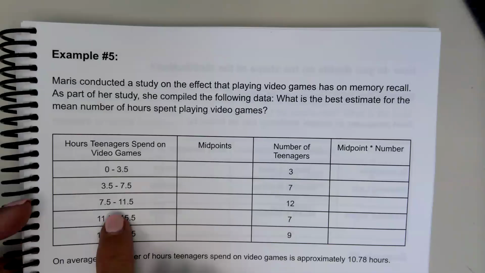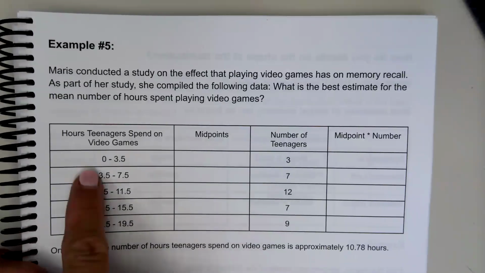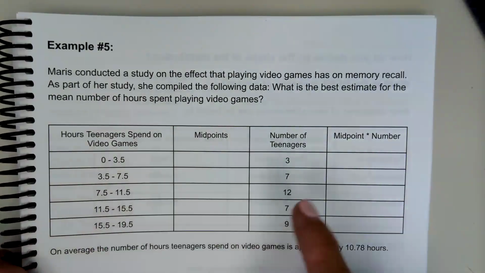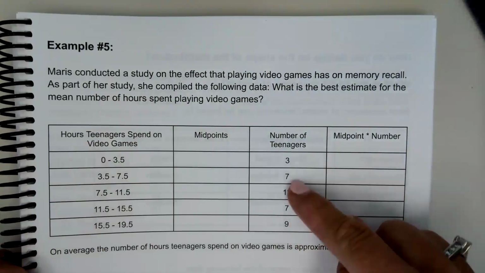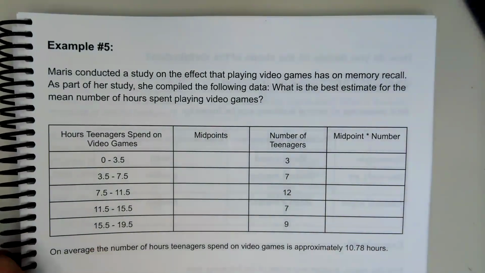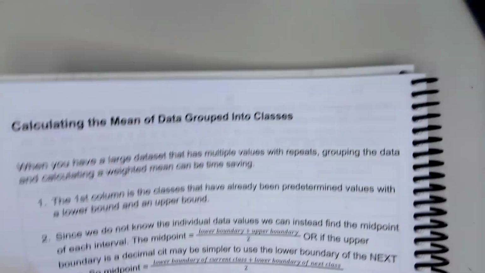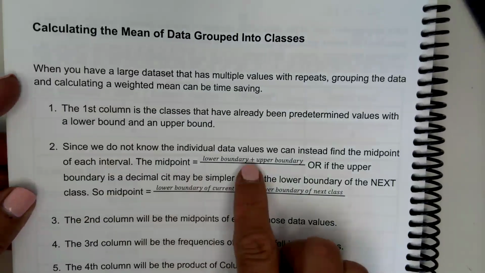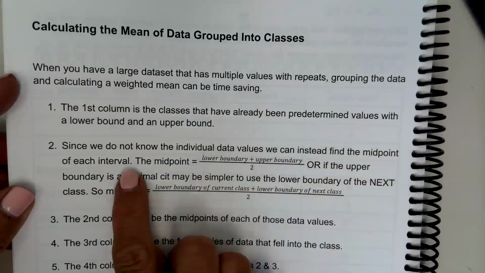This is the number of hours teenagers spent on video games. We've already found the lower boundaries and the upper boundaries, and we've already told the reader how many teenagers fall into each of the groups, into the classes. Okay, since we do not know the individual data values, we can instead find the midpoint of each interval.